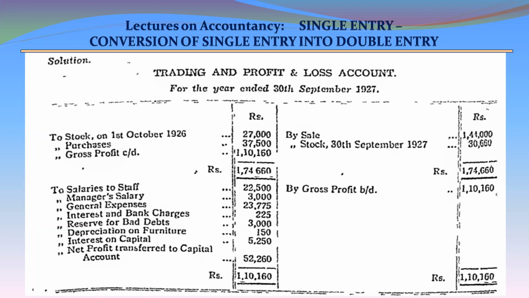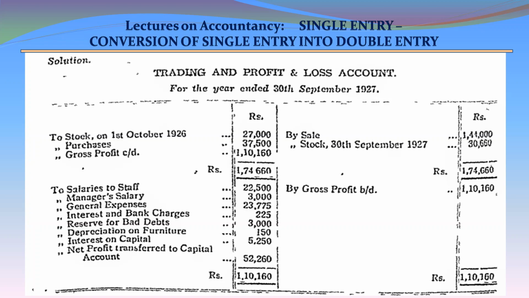Solution. Trading and profit and loss account for the year ended 30th September 1927. To stock on 1st October 1926, opening stock 27,000. Purchases 37,500. By sales 1,44,000. By closing stock 30,660. Total 1,74,660. And the gross profit carried forward is 1,10,160. By gross profit brought down 1,10,160.